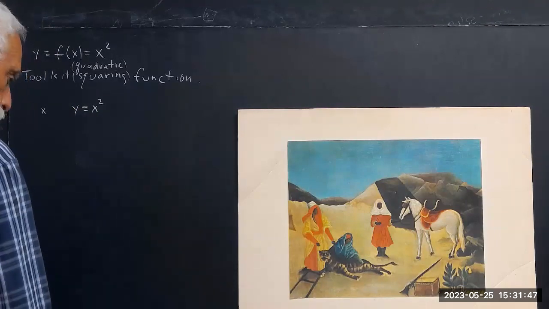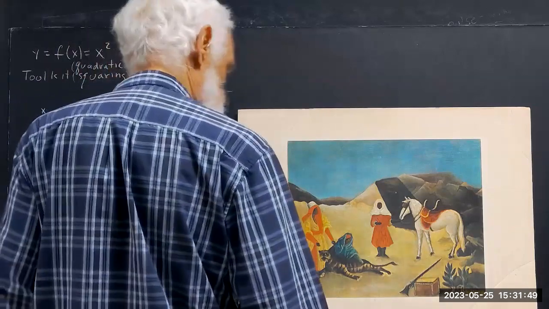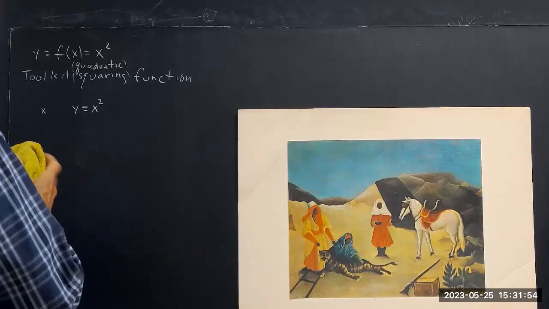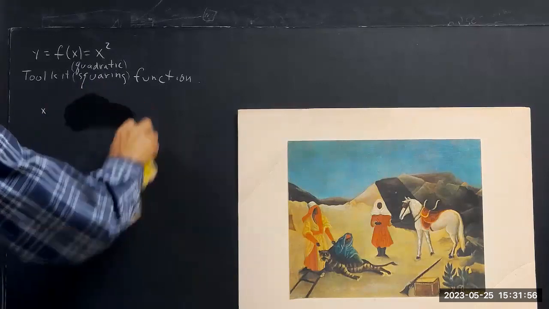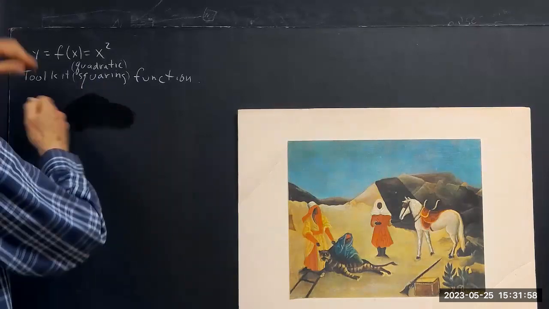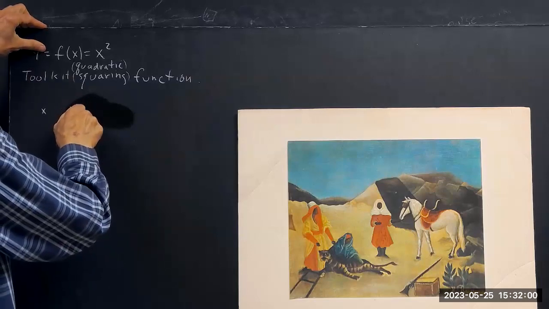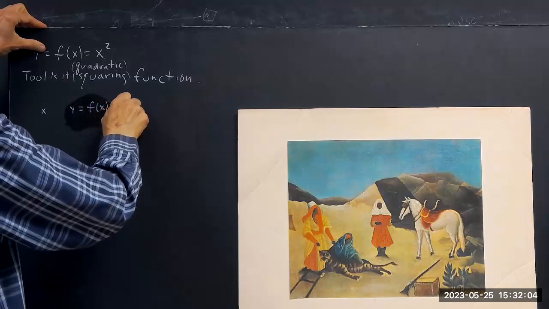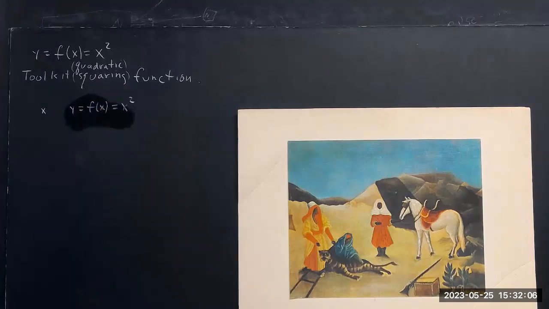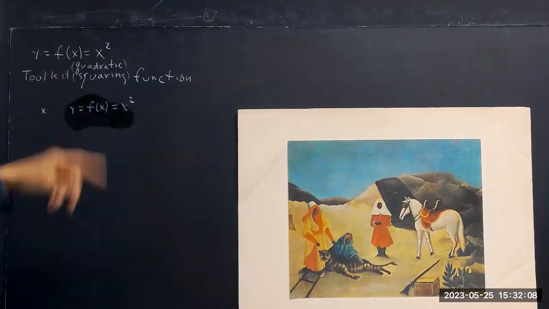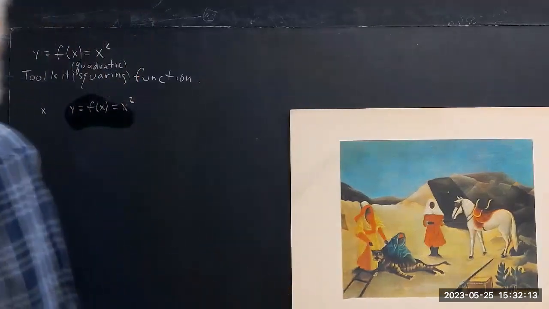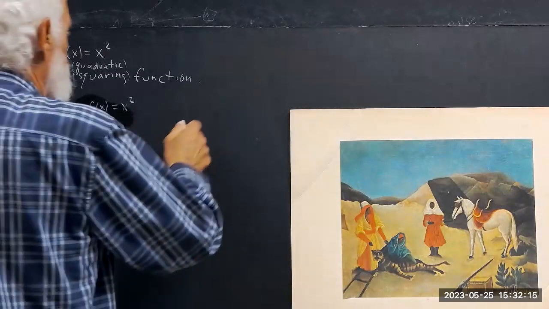Here, and actually, that's to be consistent with using the function notation. Write this as y equals f of x equals x squared. Again, don't worry about what that f of x means. We'll give you a little indication here shortly.